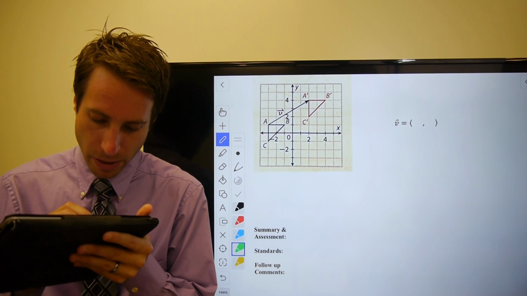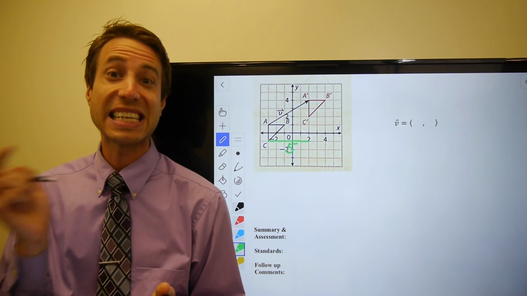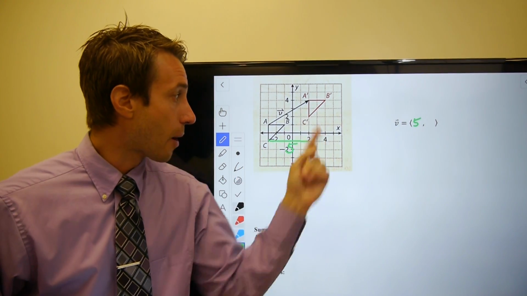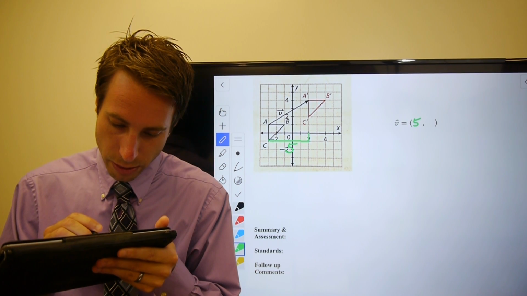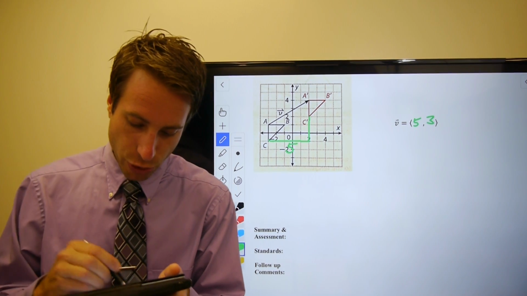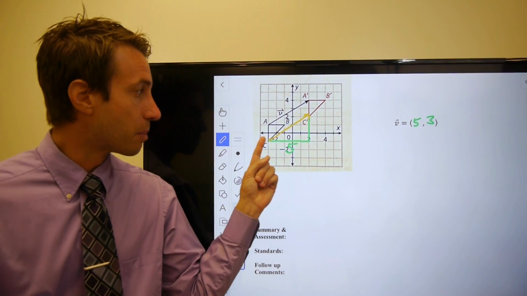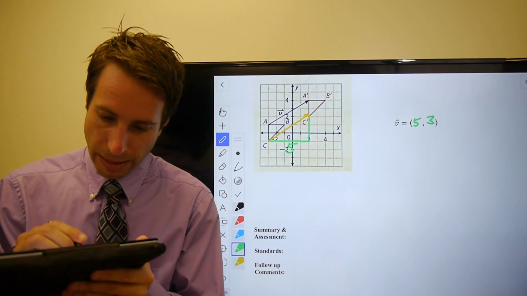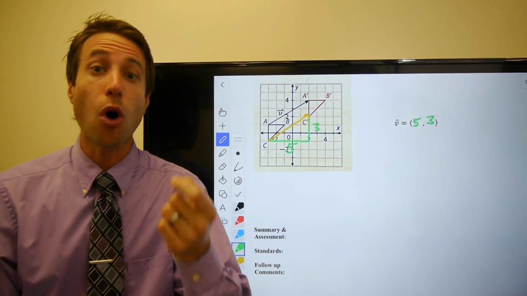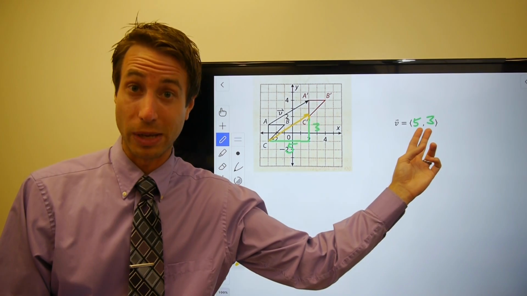So starting at C, 1, 2, 3, 4, 5. I'm shifting 5 units in the positive direction. That'll be 5. Then from C to C prime, now I need to go vertically. 1, 2, 3. That is a positive 3 because I'm shifting up. That translation is along that vector. Right there, the components are (5, 3). Let me write the 3 on there. Now, go ahead and double check it. See if the vector I gave you also has the components (5, 3). It should.